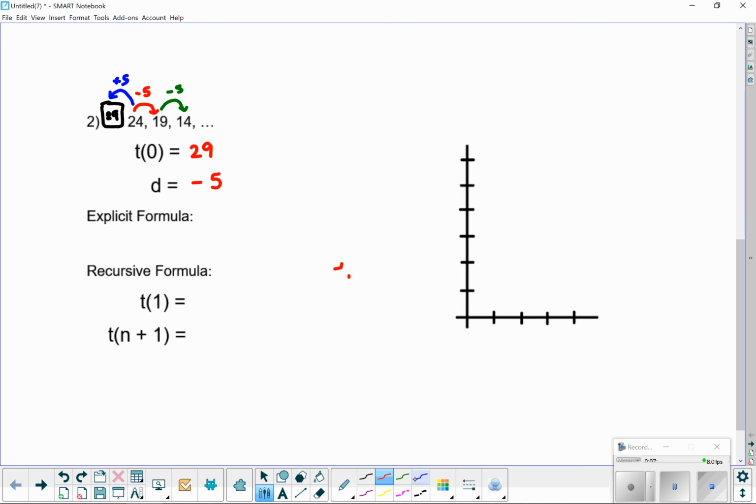With that, we can write our explicit formula, which is T of n equals the 0th term, which is 29, plus the -5, which is our common difference, times n. You can see how I have a plus minus, and that looks a little messy. You can leave it there, but if you clean it up, it is so much nicer: 29 minus 5n. That's a cleaned up version of it.